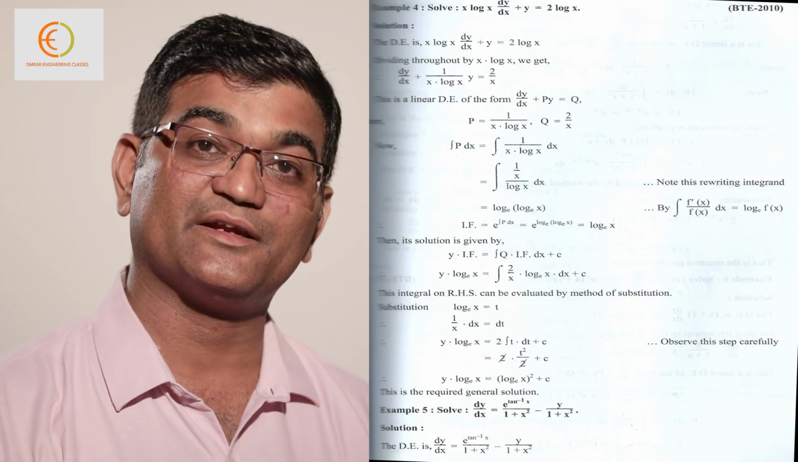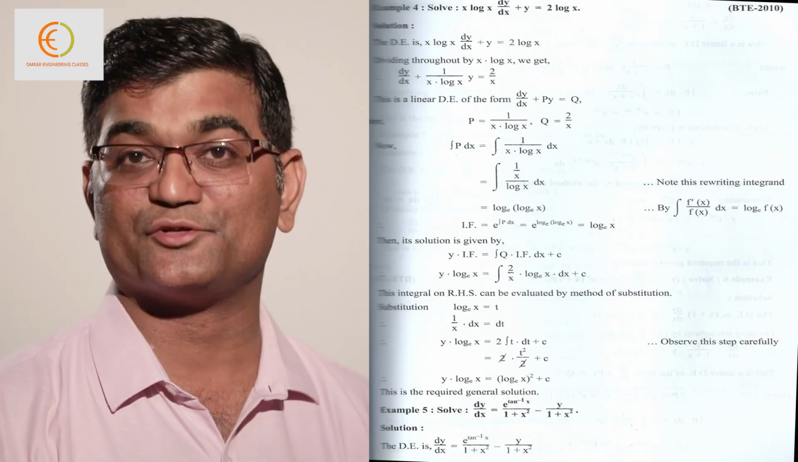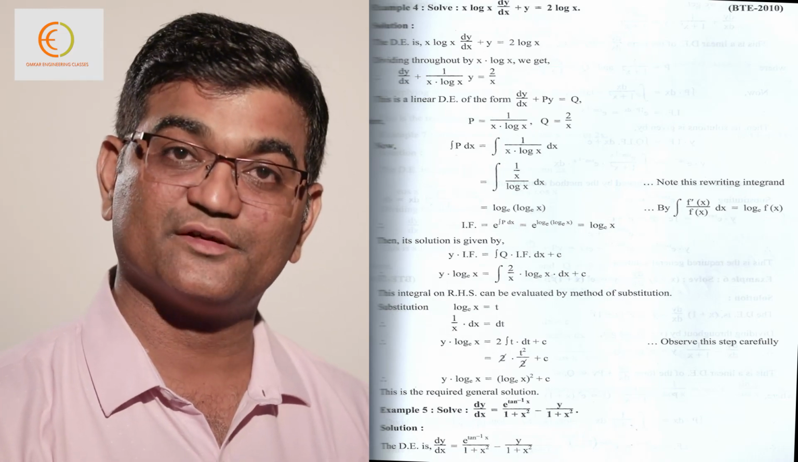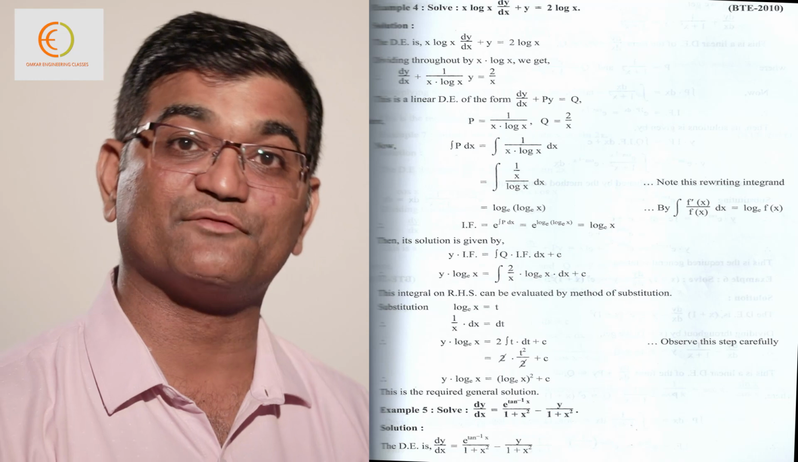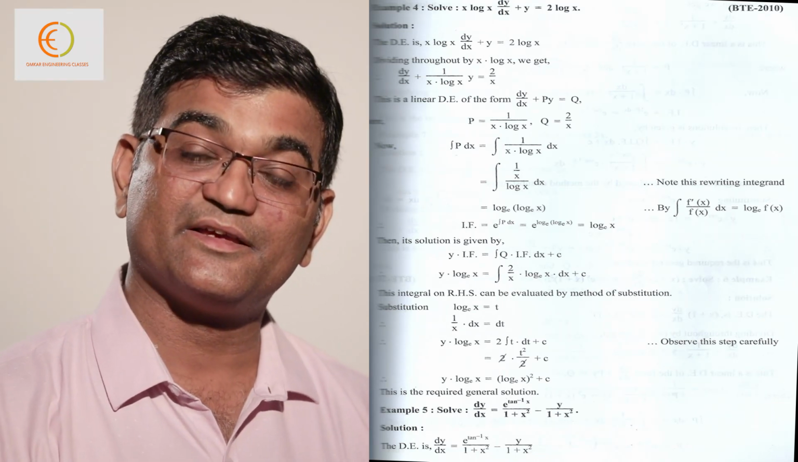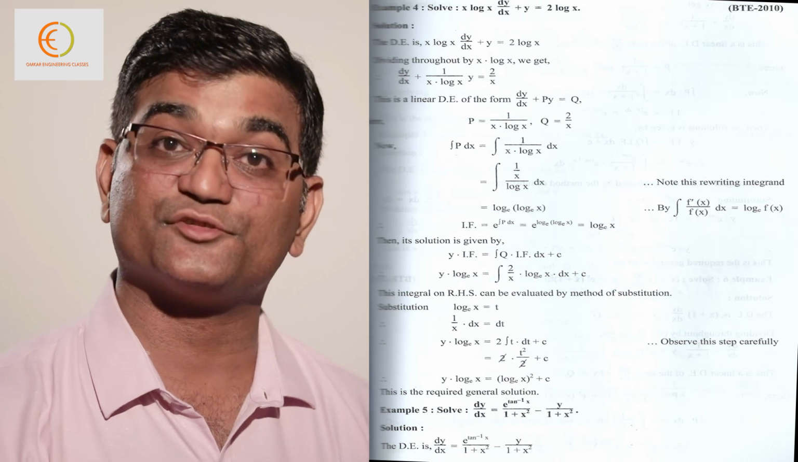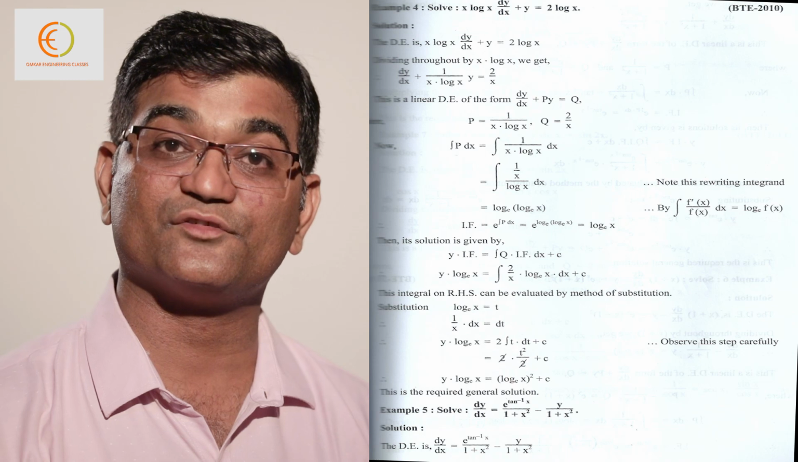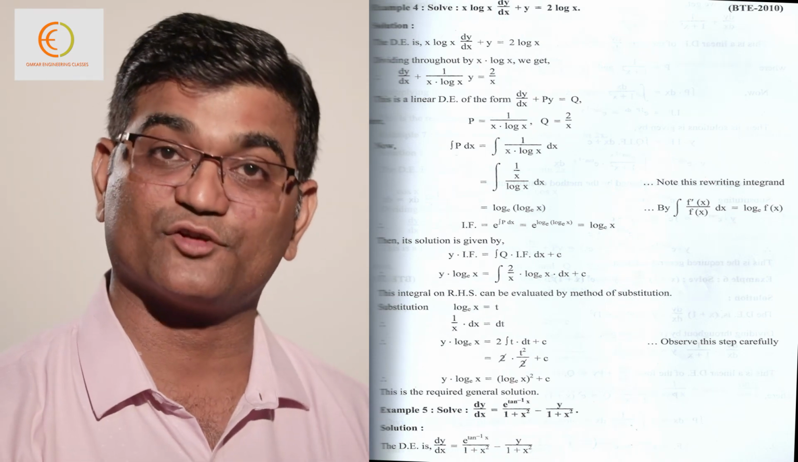Last and the final type we will discuss, dear friends, is the linear differential equation. The type will be dy by dx plus py is equal to q. In that case, you need to find out p and q. While finding the integrating factor, the formula is e raised to integration of p dx. You need to substitute the value of p and find the integrating factor. And if you need to find the solution, you have to substitute the appropriate formula.